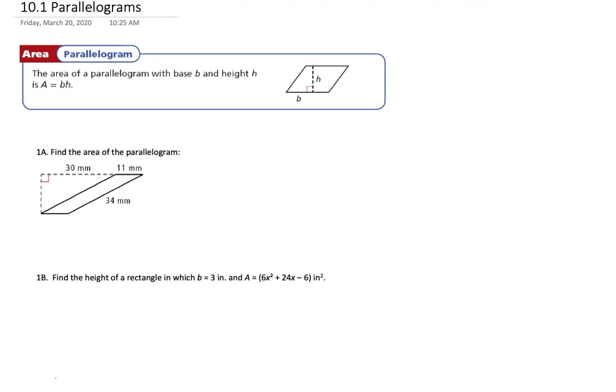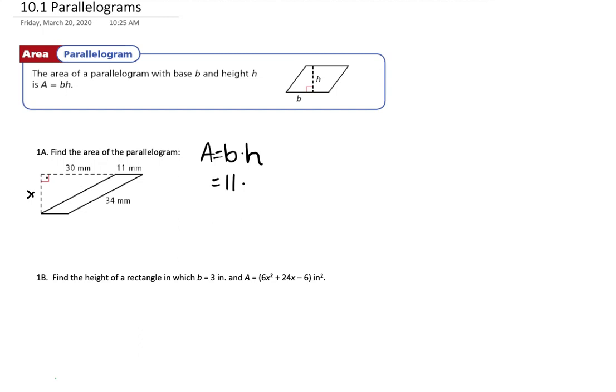We have to remember that our area of a parallelogram is base times height. With that information, we can solve the problems on this page. So I'm going to go ahead and write area equals base times height. And if I look at this figure right here, my base is 11, but I don't know my height. Okay, so that's right here.